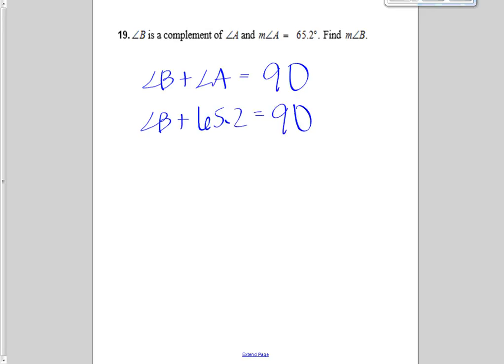Exact same question, but now it's a complement. So angle B plus angle A equals what? 90. It's a complement. So angle B plus angle A, which is 65.2. Subtract 65.2 from both sides. Angle B is 24.8.